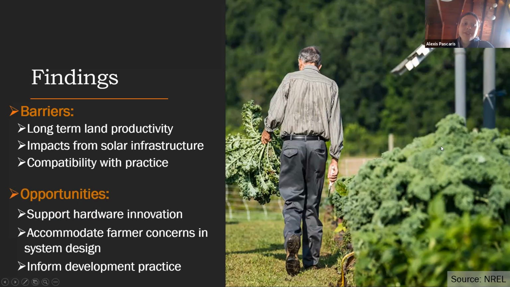Thank you. But many of the barriers related to land productivity and impacts from infrastructure show opportunity for further hardware innovation. There are innovations that include solar racking systems that can be manually adjusted and semi-transparent modules that allow more sunlight to penetrate the soil. Such innovations can minimize impacts on farming productivity and demonstrate the importance of integrating farmer concerns in system design. Solar developers seeking to increase farmer adoption of agrivoltaics can consider these findings and tailor their technology to meet the needs of farmers. Next slide.